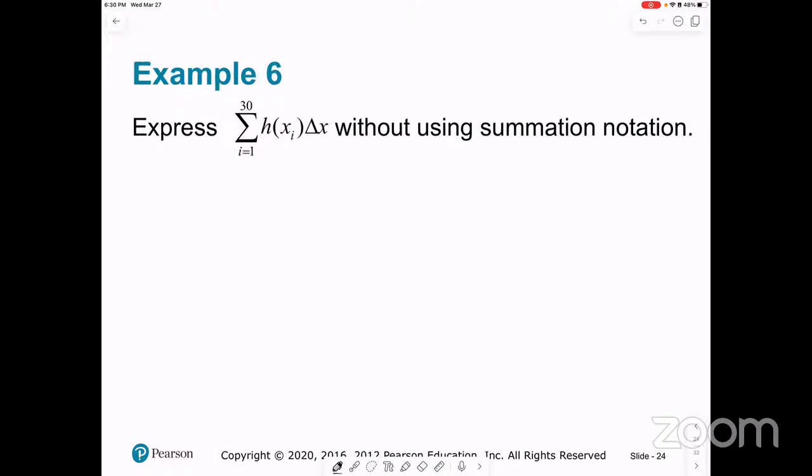Okay. Express this without using summation notation. So let's do this. Let me think.